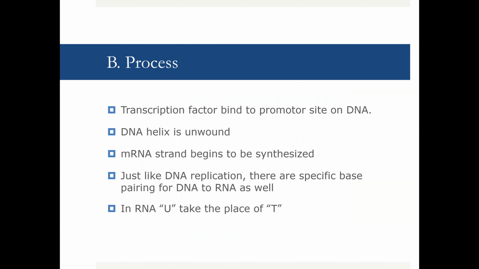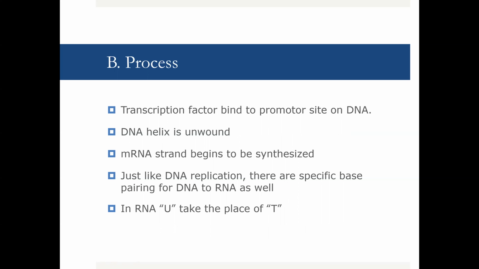Process: transcription factors bind to promoter DNA. The DNA helix is unwound for that gene, okay? The mRNA strand begins to be synthesized. Just like DNA replication, there are specific base pairs. So for the messenger RNA, if the DNA has an A, remember RNA doesn't have a T. It doesn't have thymine. So it will have a U, okay? If the DNA has a G, the messenger RNA will have a C. If the DNA has a T, messenger RNA will have an A.